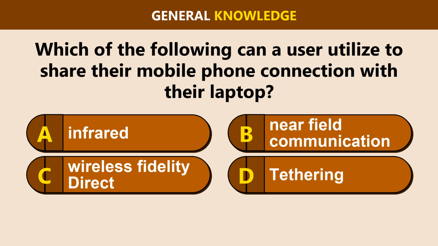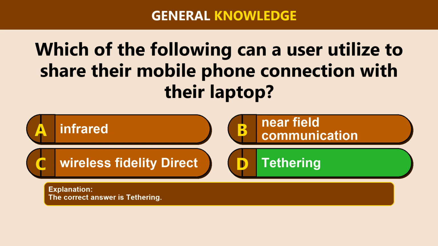Question 52. Which of the following can a user utilize to share their mobile phone connection with their laptop? Option A, infrared. Option B, near-field communication. Option C, wireless fidelity direct. Option D, tethering. The correct answer is option D, tethering.